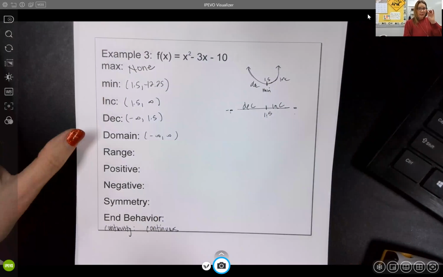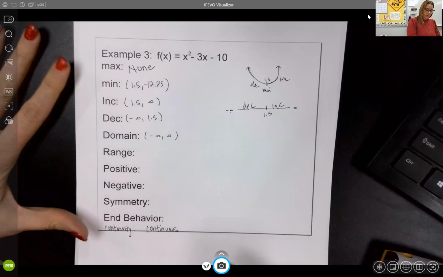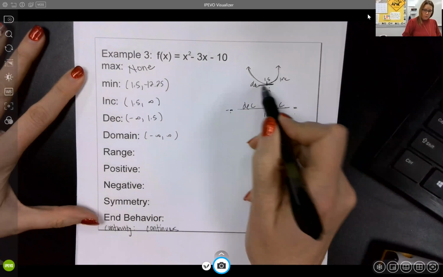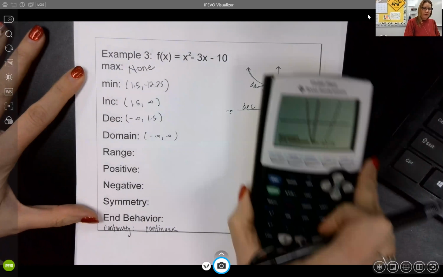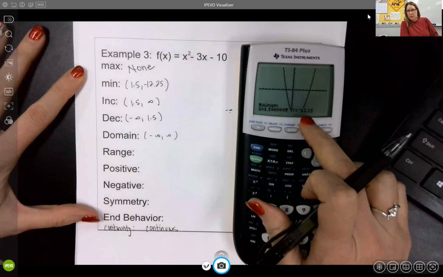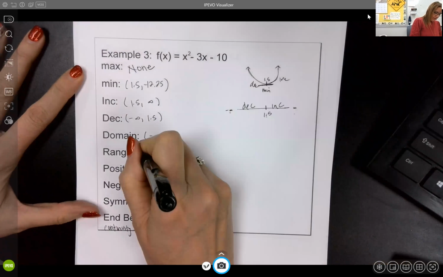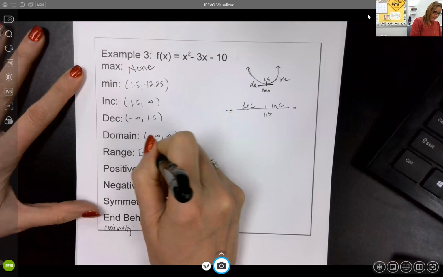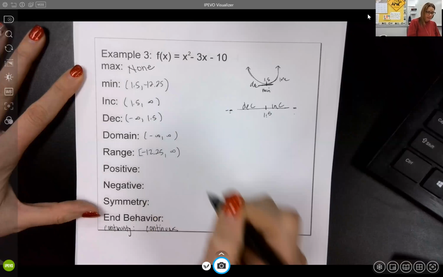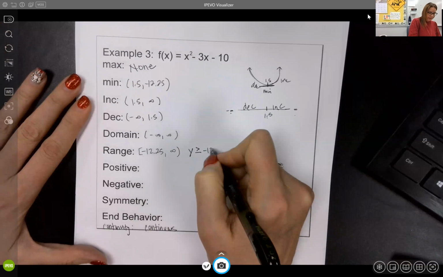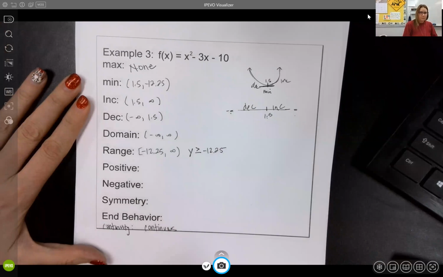Now this one on the range, we have to be careful because it doesn't go down. It stops right here. And that's our y value. If I look at the graph, that y value is negative 12.25. So this is going to go from negative 12.25 and then up forever, right? Which is the same as saying y is greater than or equal to negative 12.25.